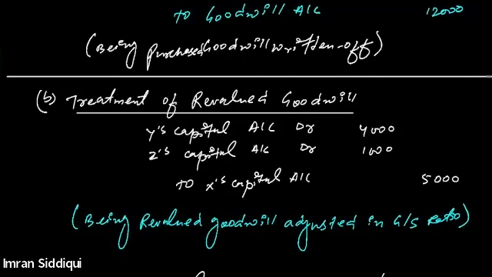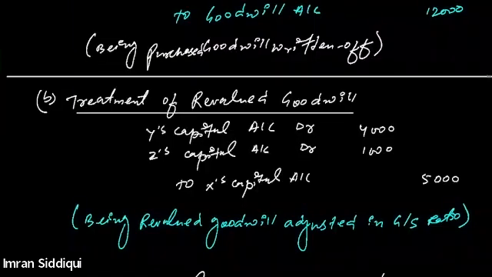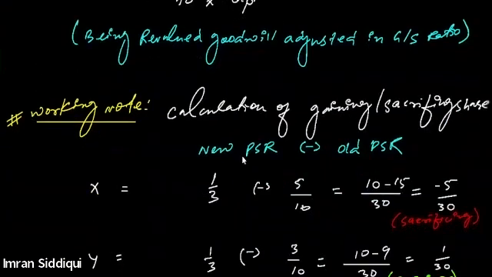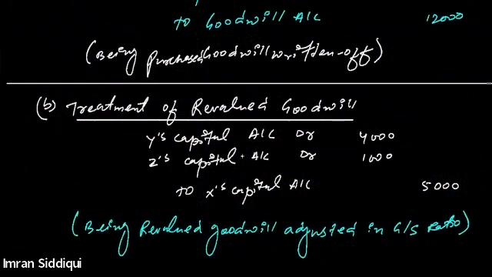All right, so coming on to the next question. Question number 83. Sir, in the previous question, why will the capital account be debited by 1000? Let me check. Instead of 4000. By 1 by 30 and Z gets 4 by 30. Sorry. Make the correction, everyone: 1000 and 4000.